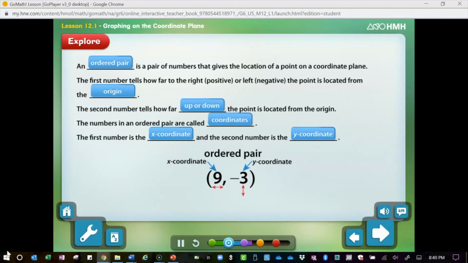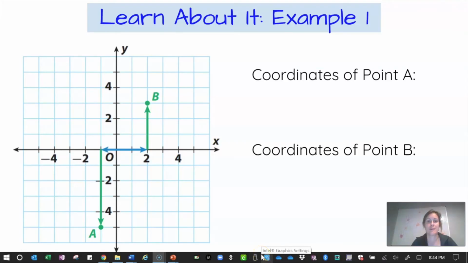Great. An ordered pair has an x-coordinate and a y-coordinate. These tell how far to move from the origin on the x-axis and the y-axis. So now we're going to practice some of these types of questions. In this next Learn About It, we're going to complete an example where we're asked to identify the coordinates of point A and the coordinates of point B.